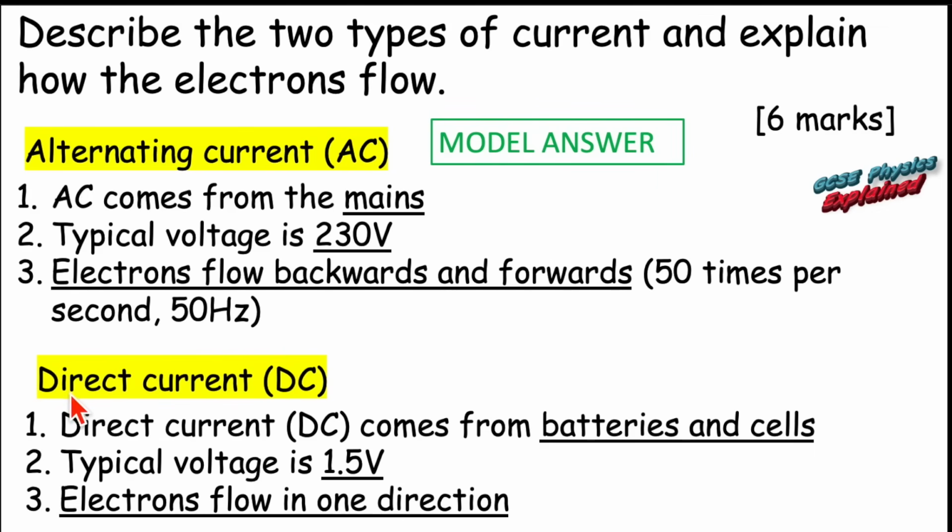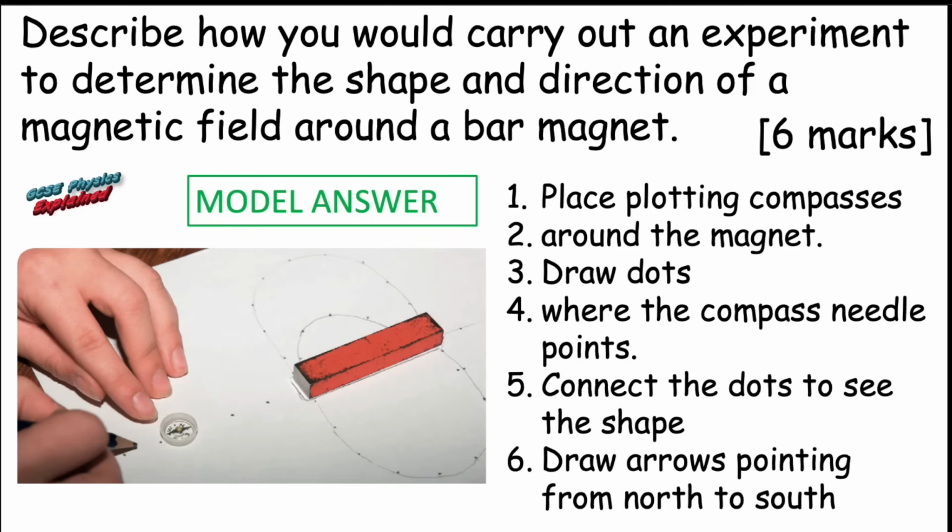The other type of current is direct current, DC. Direct current comes from batteries and cells for 1 mark. Typical voltage is 1.5 volts, and the electrons flow in one direction, not backwards and forwards like AC did. 6 marks. Thank you very much.